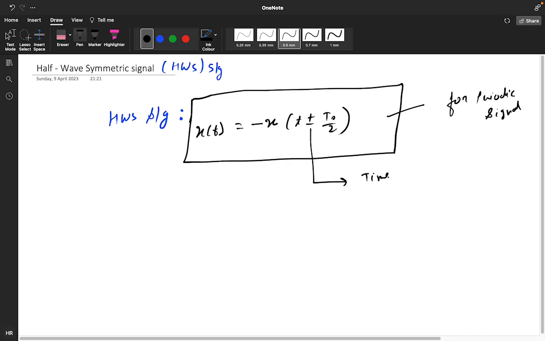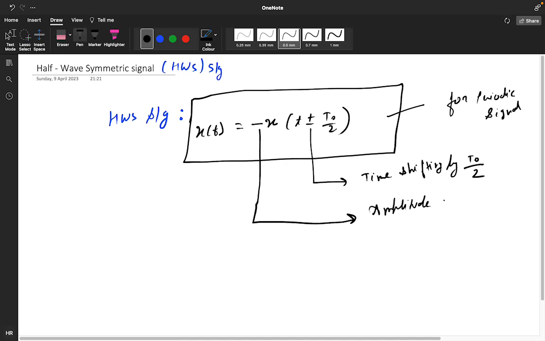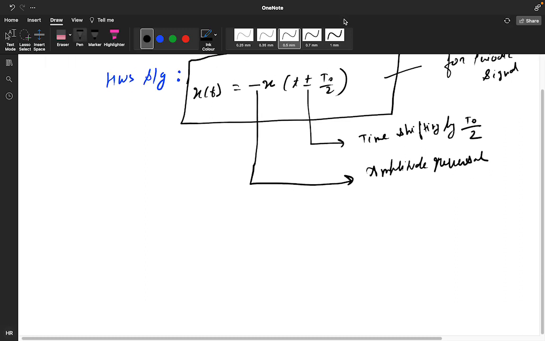Time shifting, by how much? Half period, that is t naught by 2. And what is this? Amplitude reversal. So you can shift the time interval in any direction and rotate about the x-axis and check whether the signals are the same or not. If it is the same, then it is half wave symmetric.